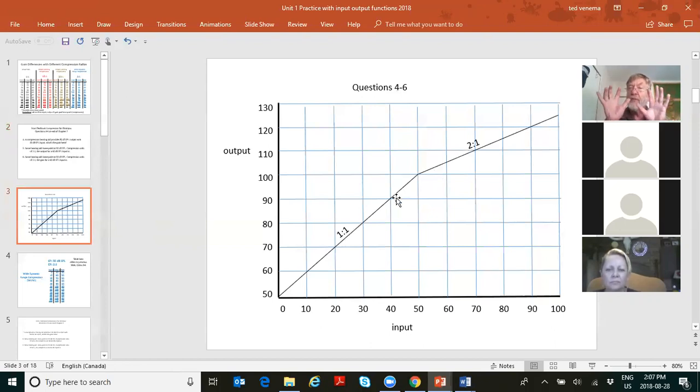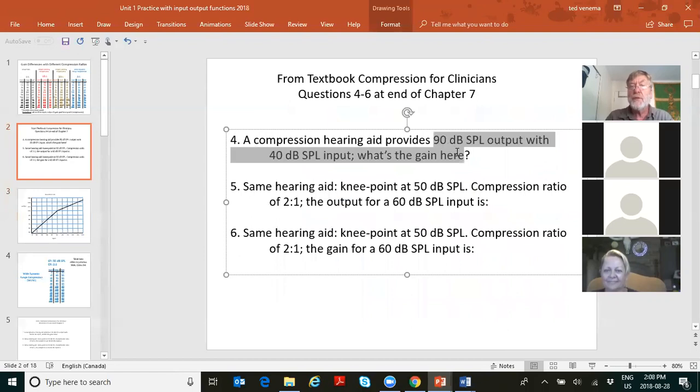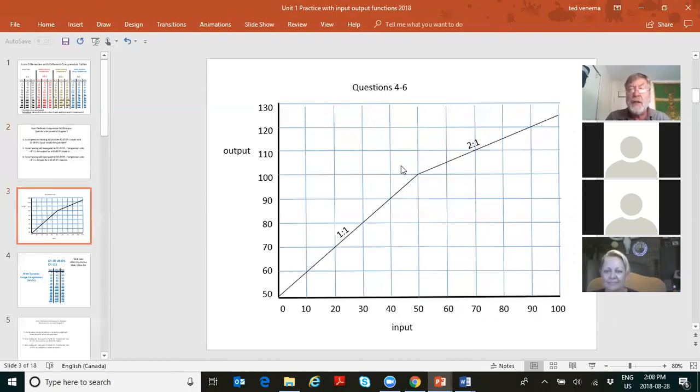So let's talk turkey. 0 in, 50 out. Gain must be 50. 10 in, 60 out. Gain is 50. 20 in, 70 out. Gain is 50. 30 in, 80 out. Gain is 50. 40 in, 90 out. Gain is 50. Hey, deja vu: 90 dB output with 40 dB input. What's the gain here? 50. Okay, so 40 in, 90 out, my gain is 50. Now let's take question 5.